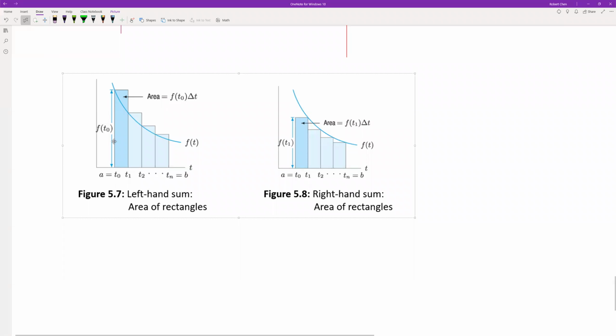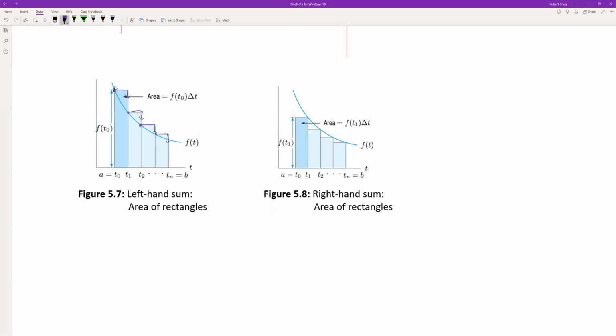All right, so between A and B, let's say we cut into 4 pieces, so we can do T0, T1, T2, T3, T4, and so on, depending on how many intervals you want. For the left-hand sum, we're picking the left value. In this case, it's going to be T0 right here. Make a rectangle like that, and like that, and so on. So that's the left-hand sum.